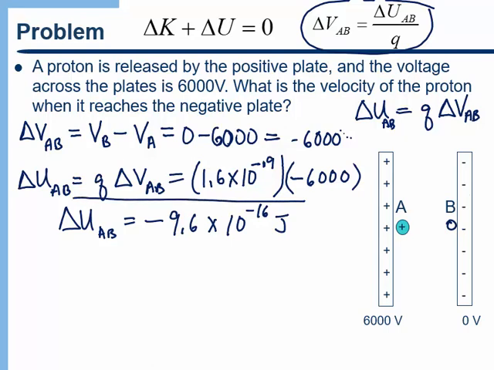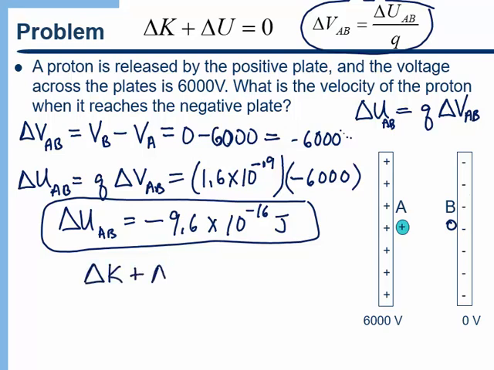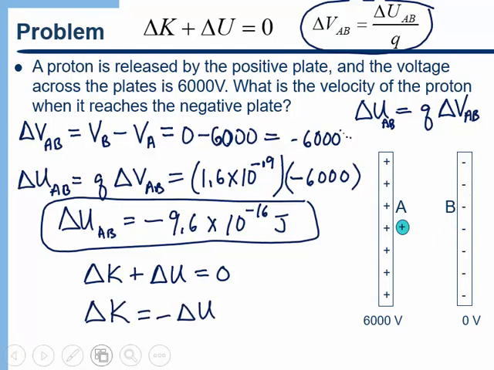All right, once I have that, now I can just use my conservation of energy formula. I know delta K plus delta U is equal to 0. And by the way, the AB is just reminding you that you're going from point A to point B. I'm going to drop it at this point for the rest of the problem, but don't be confused by that. We're just explicitly saying we're starting at point A and ending at point B. All right, so delta K is equal to negative delta U.